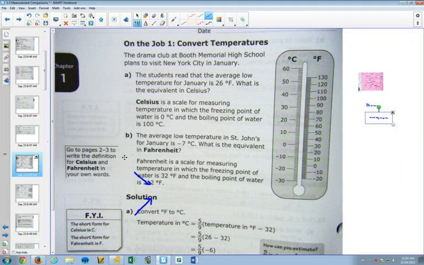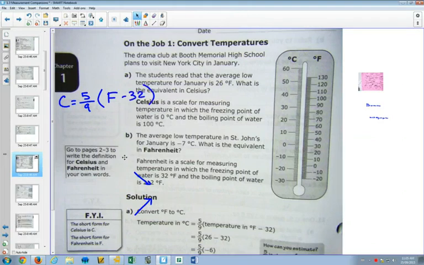So now, we have the temperature in Fahrenheit. We want to find the temperature in Celsius. So first of all, we're going to choose the formula that says Celsius equals 5/9, and then it says Fahrenheit minus 32. This is how the formula looks on your formula sheet, but instead of writing the F, we're going to replace that with 26, because we know that it's 26 in Fahrenheit, and we want to find out what that is in Celsius.